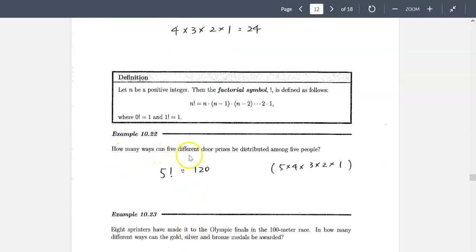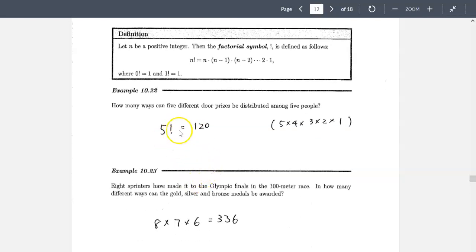How many ways can 5 different door prizes be distributed? It's 5, right? The first person can choose one of the 5 prizes, and then the next person only has 4 left to choose from, then 3, 2, and 1. So you multiply all the choices. But instead of doing that, you can just do 5 factorial on your calculator, which equals 120. On a graphing calculator, to find the factorial key, you go to math, go to probability, and you will see factorial.